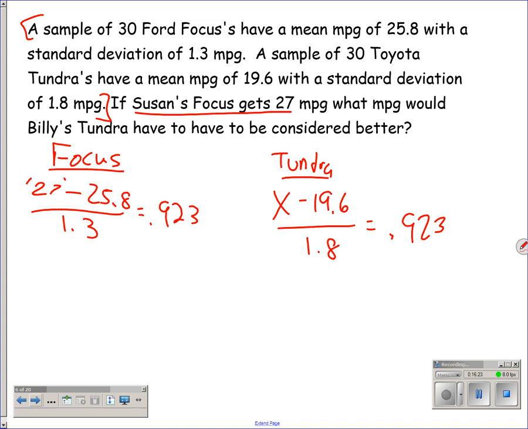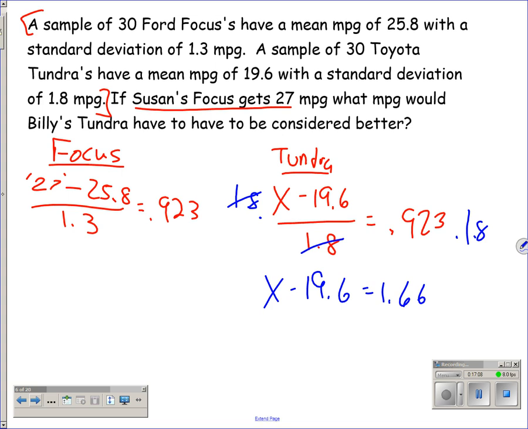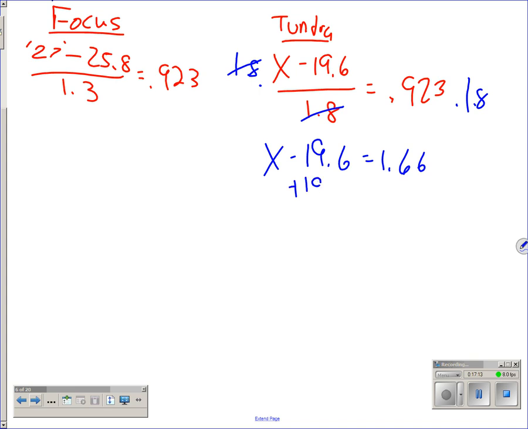Okay. So, hey, this is like the first time we've done a freaking algebra problem the whole year. So, what do I do? How do I solve this? That says times 1.8, I promise. So we have x minus 19.6 equals what's 0.923 times 1.8? 1.6 something. And then add 19.6 to both sides. What does that end up being? Like 21 point something? Cool. So that's what I get for x.